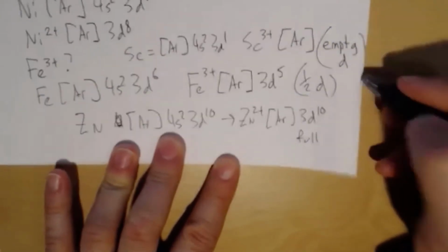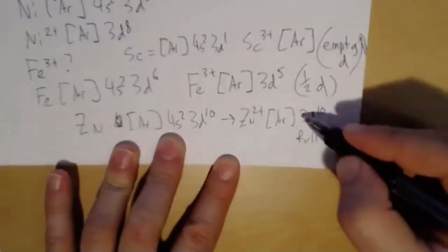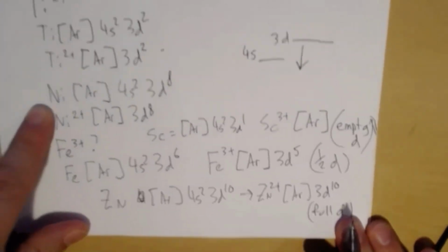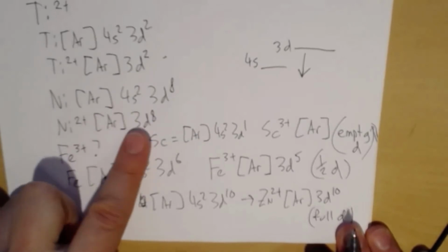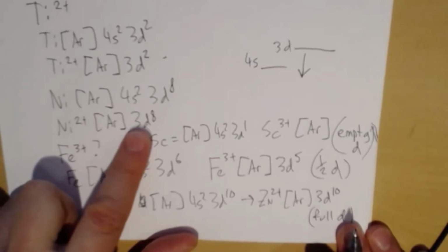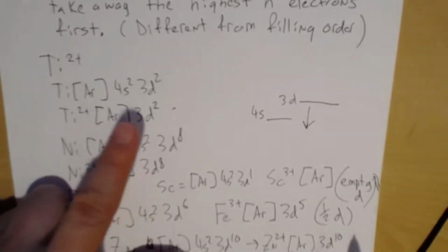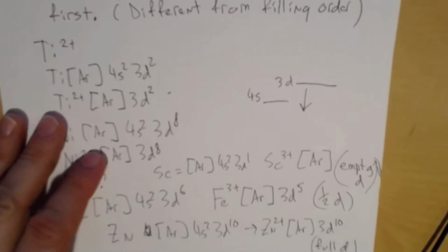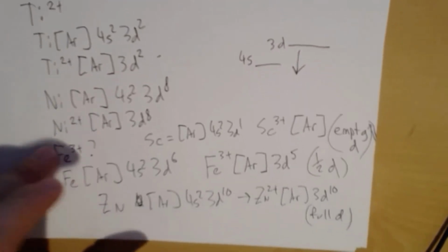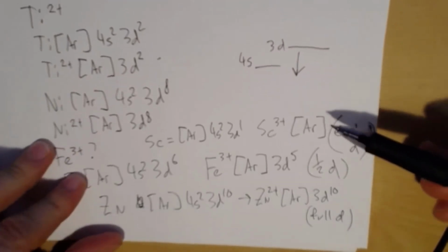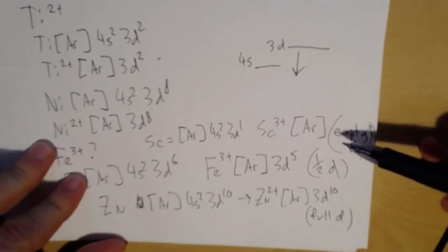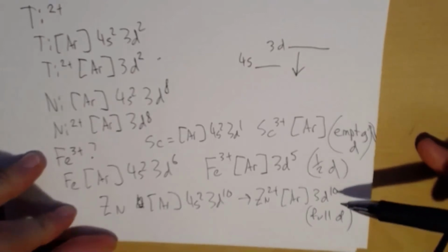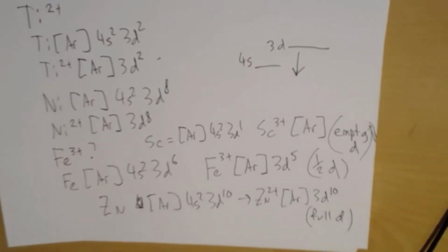These are not answers, but these are kind of strategies, and you won't always get it. Like nickel doesn't get to have a full D. It just gets to get rid of the S. Same with titanium. It doesn't get to have an empty D. It just gets to get rid of its S. So they can't always do that. But a lot of times they'll react in such a way as to get an empty D if they're close to the beginning of the D block, or a half-filled D if they're somewhere in the middle, or a full D if they're toward the end. So that's kind of what transition metals do.